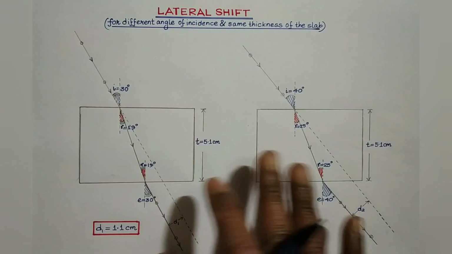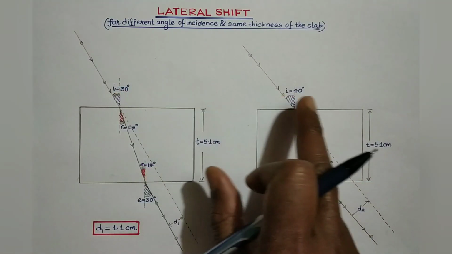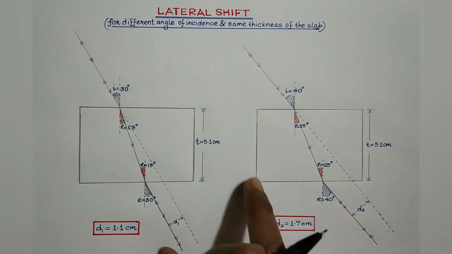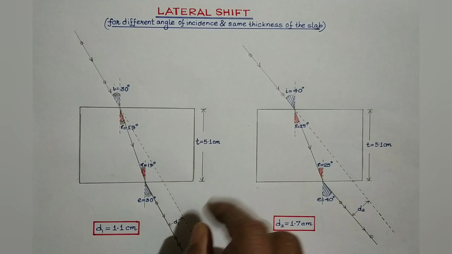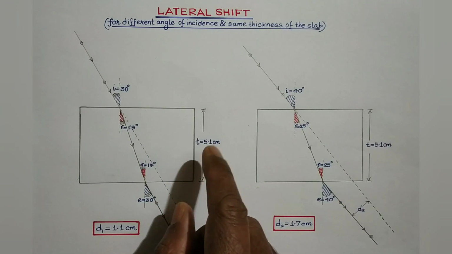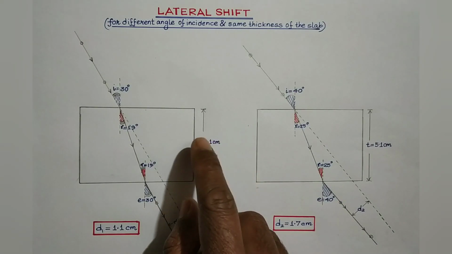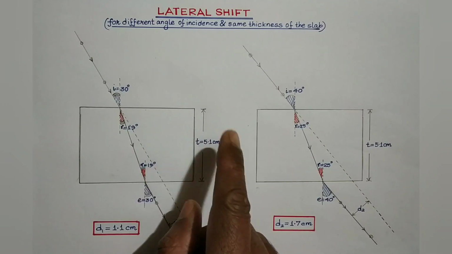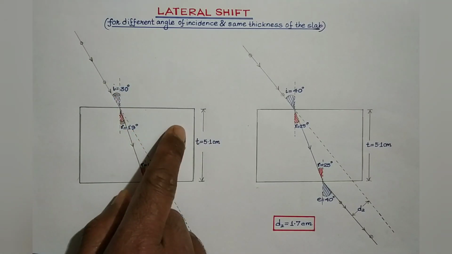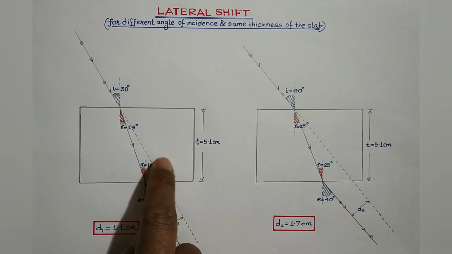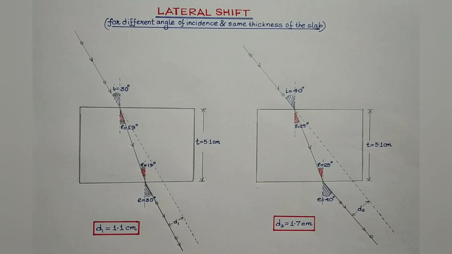So students, this is a ray diagram for different angle of incidence and for a given thickness of the glass slab. And by using Snell's law, which is the ratio of sin i to sin r, which is equal to the refractive index, right? So sin i divided by sin r will give us the refractive index of the material of this glass slab.